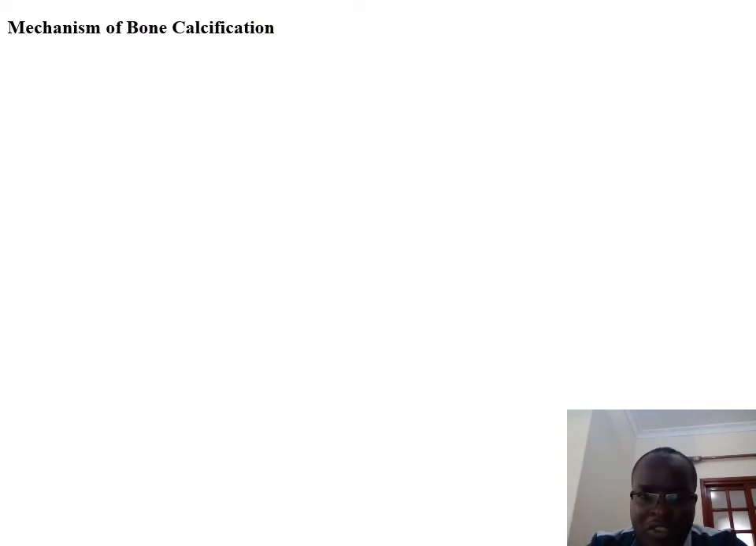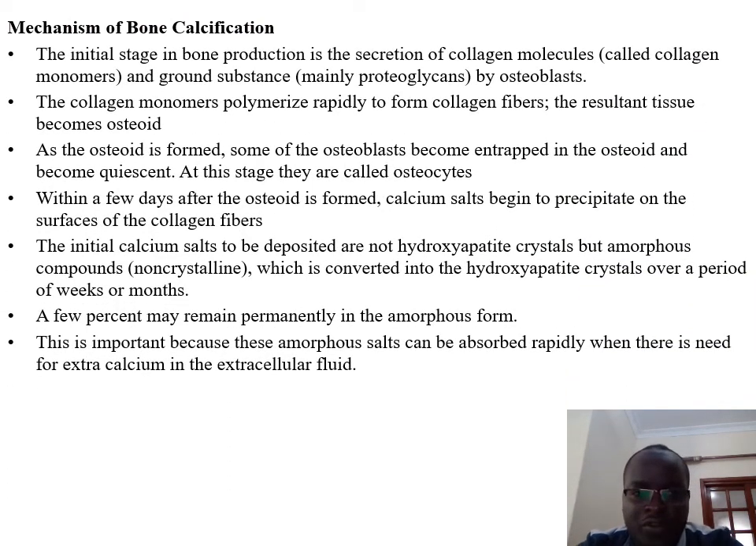Mechanism of bone calcification. Calcification of bone, meaning that you are talking of deposition of minerals to the bone, especially the calcium. The initial stage in bone production is the secretion of collagen molecules called the collagen monomers and the ground substance, mainly the proteoglycans, by the osteoblasts. The osteoblasts are the ones that are depositing the ground substance and the collagen fibers. The collagen monomers will polymerize rapidly to form collagen fibers. The resultant tissue becomes an osteoid.